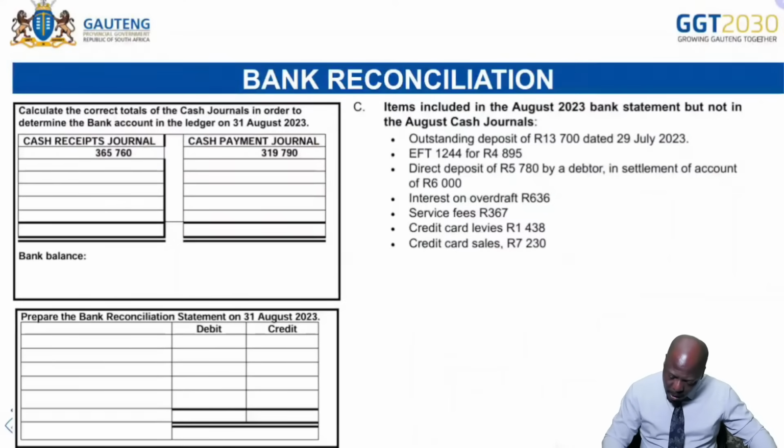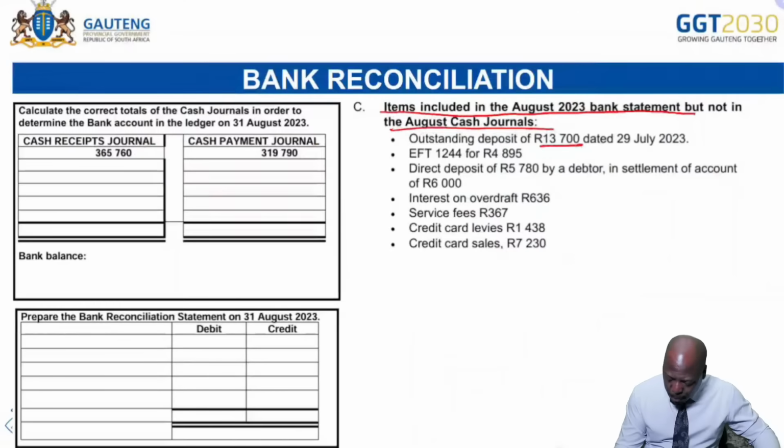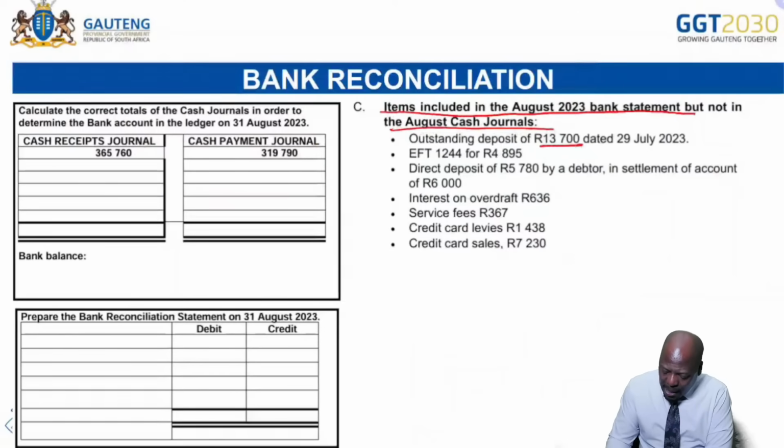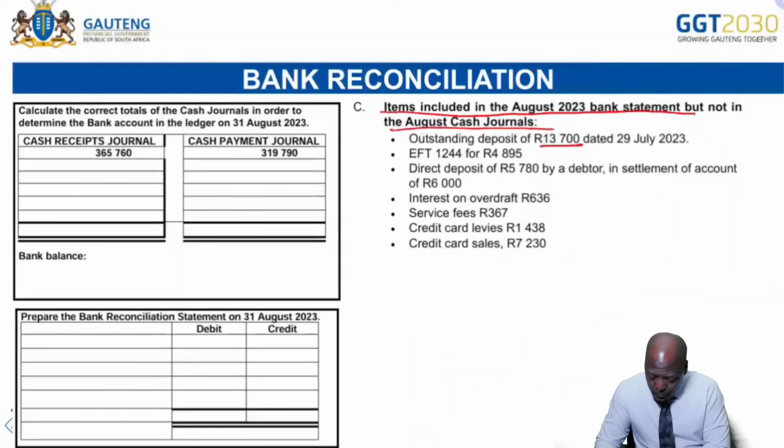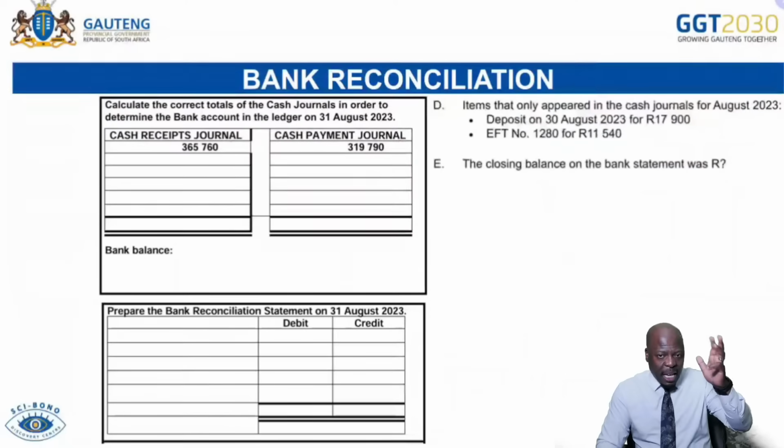It says, items included on the August bank statement, but not in the August cash journals. And the first item is an outstanding deposit of 13.7. An outstanding deposit of 13.7. So what they're telling you here is where it gets very, very tricky if you're not very careful. So here you are thinking, Mr. Simbi gave me 3 keys.